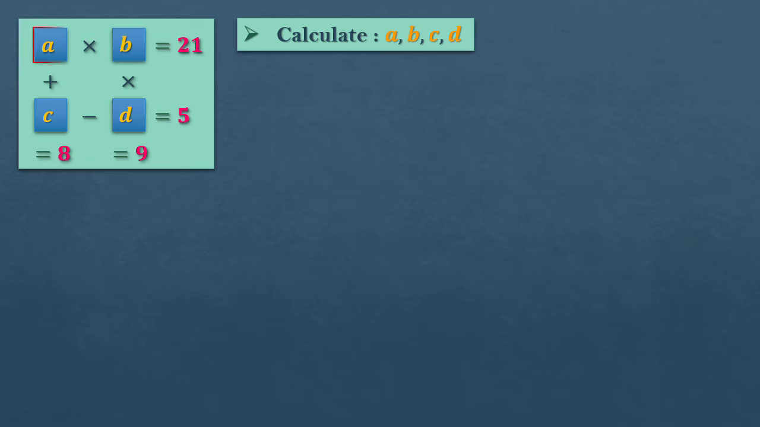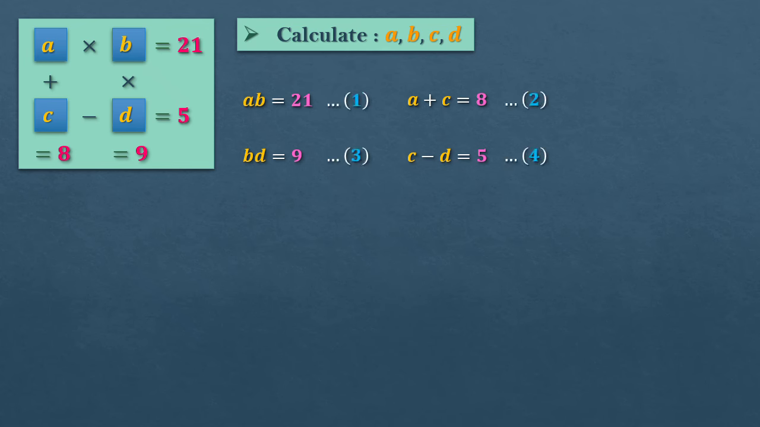These equations are A multiplied by B equals 21. A plus C equals 8. B multiplied by D equals 9. C minus D equals 5. Our goal is to determine the value of each variable. We label these equations respectively as equations 1, 2, 3, and 4.